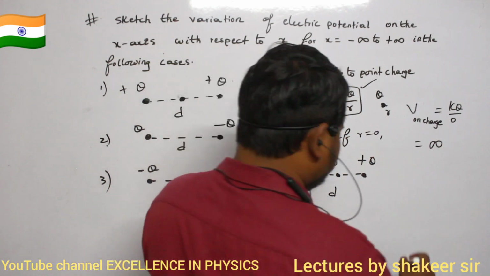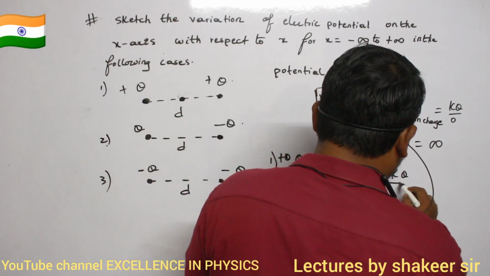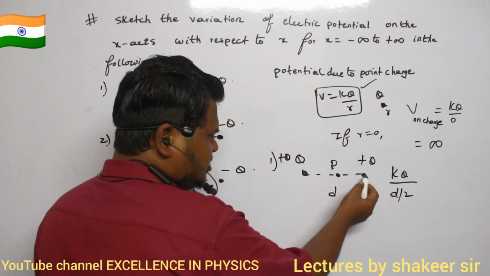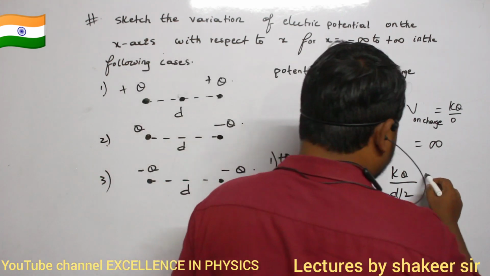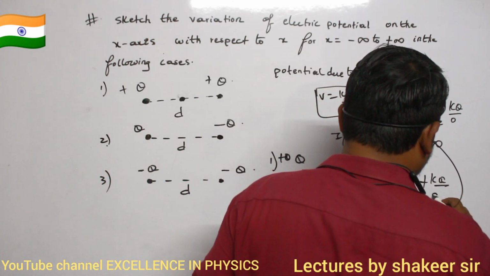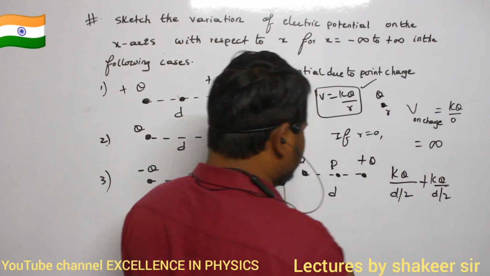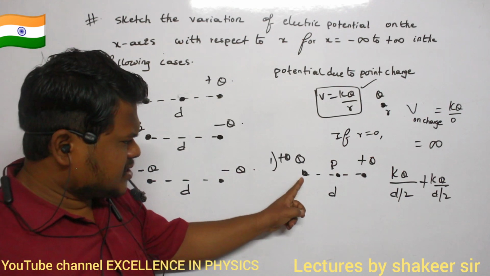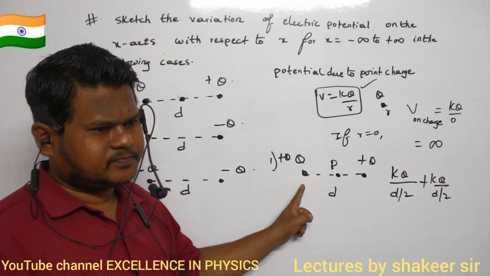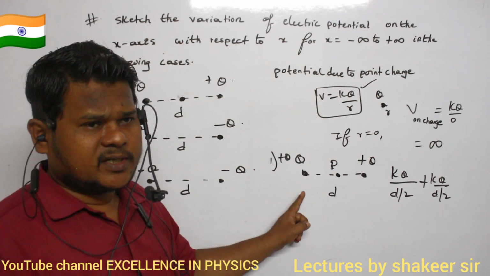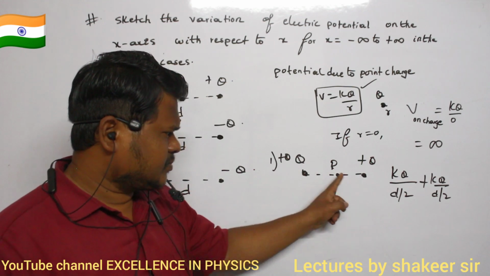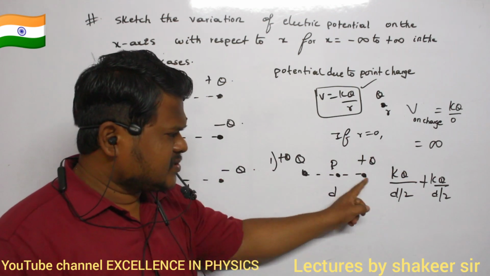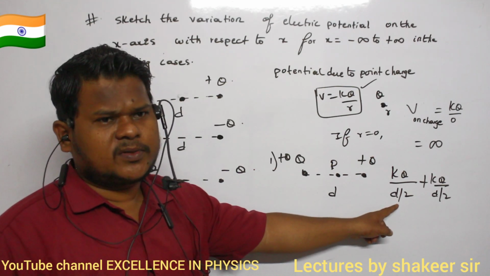Potential due to first charge will be KQ divided by D by 2. Similarly, potential due to this one also will be equal to KQ divided by D by 2. This will be the total potential existing at this point. But potential near the point charges is how much? It is infinity, no? It means this is the minimum potential which is possible, no?